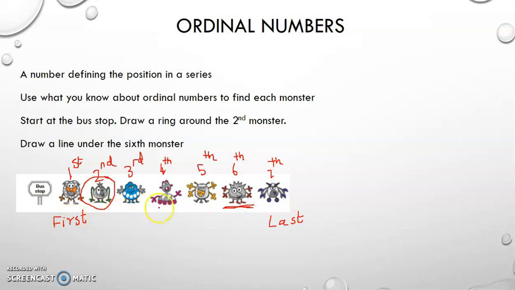Okay, this is the first, this is the last. Second, third, fourth, fifth, sixth, seventh, eighth, ninth, 10th. It continues: 11th, 12th, up to 20th, 21st, 22nd, 23rd, like that it will continue. So, that is about ordinal numbers. I hope ordinal numbers is clear to all of you.